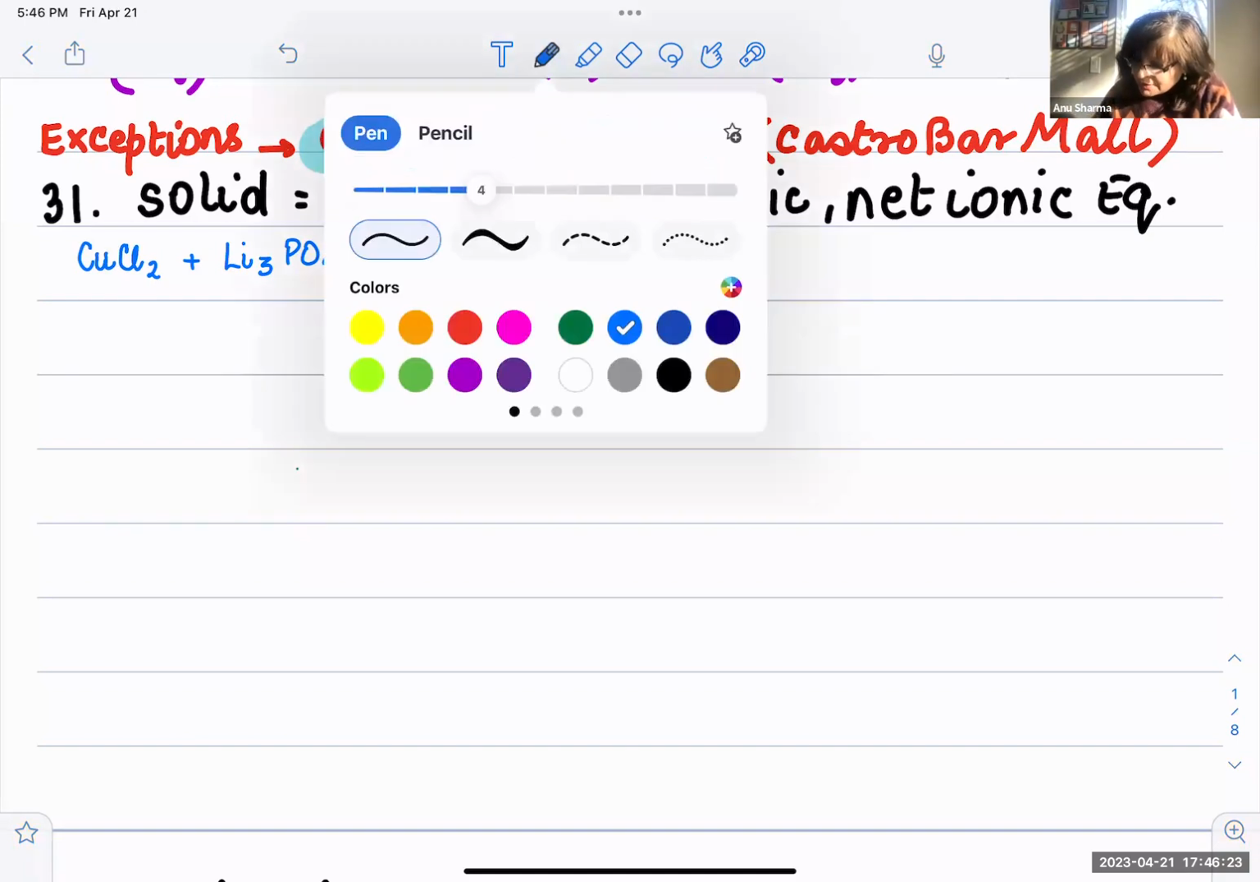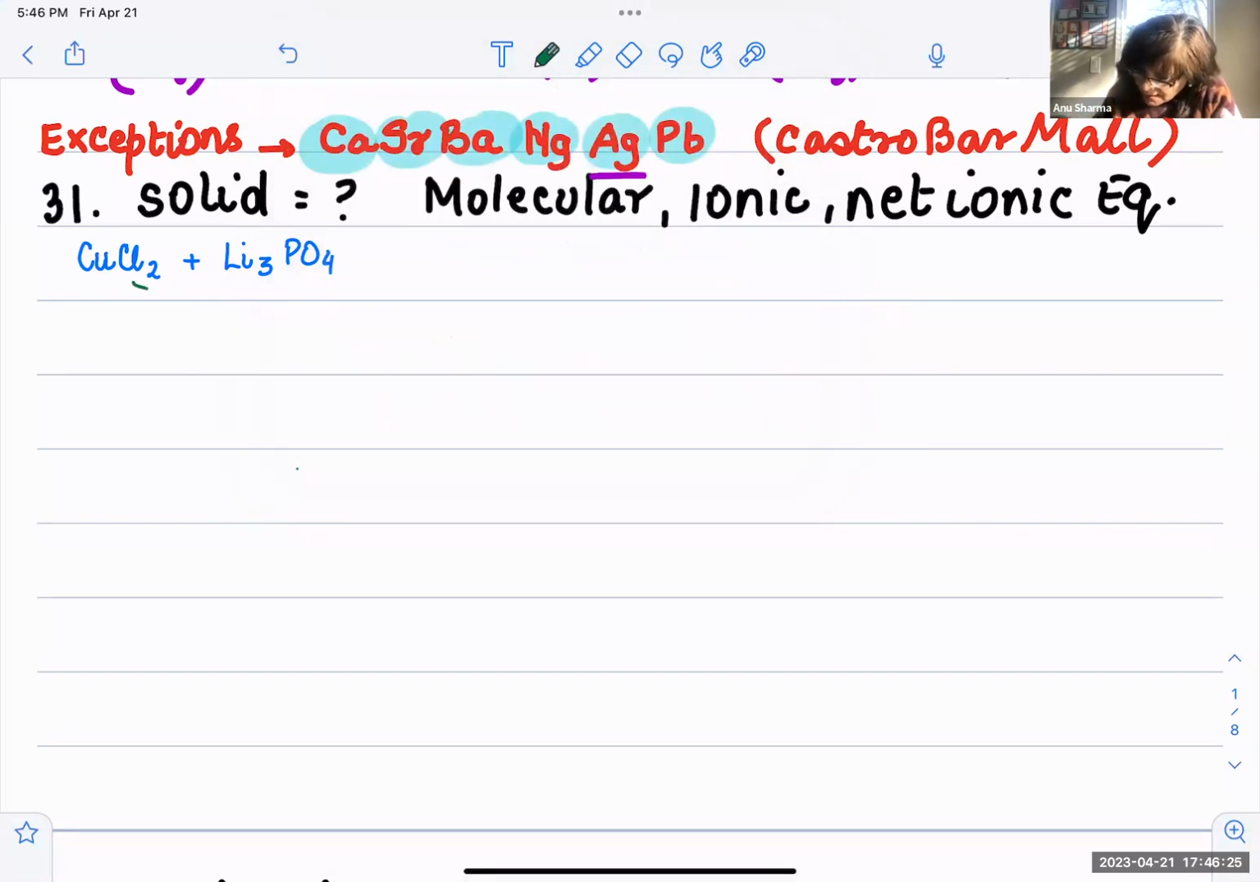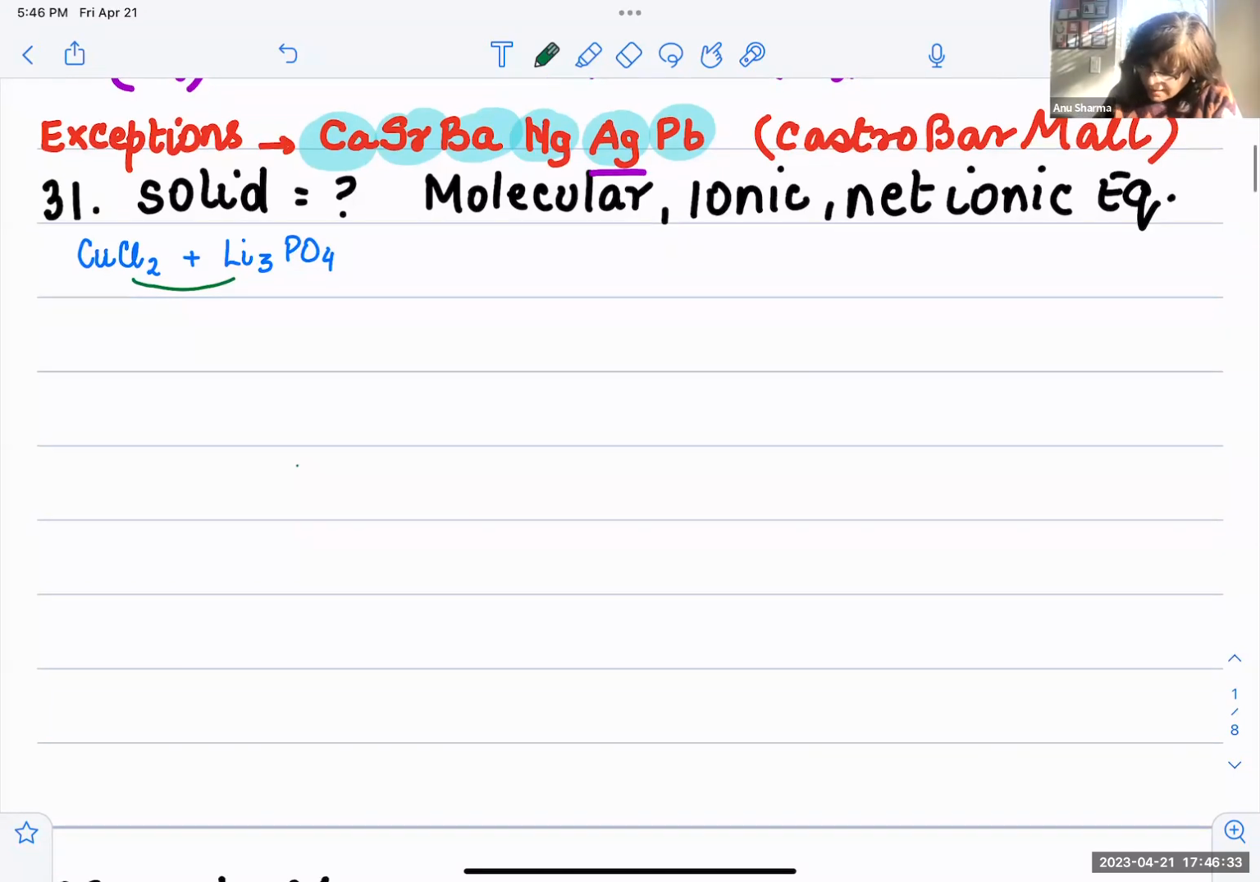This is a double displacement reaction where copper chloride is going to split and lithium phosphate will split. Lithium and chlorine are going to combine, and copper and phosphate are going to combine. In this case, we need to write the charges in order to write the final product.